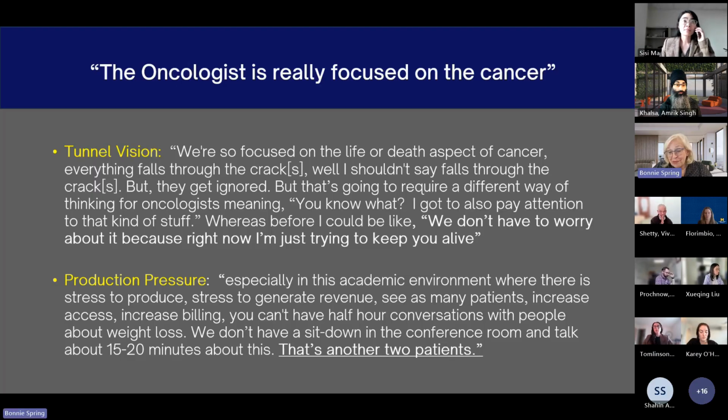The production pressure that they're under, they're on a kind of an assembly line. There's a lot of stress to produce, generate revenue, their RVUs, see as many patients, increase access for patients, increase billing. You can't have a sit-down conversation with somebody for 15 to 20 minutes. That's another 2 patients. It's not their role, and they're not going to be able to pay the rent if they do that.